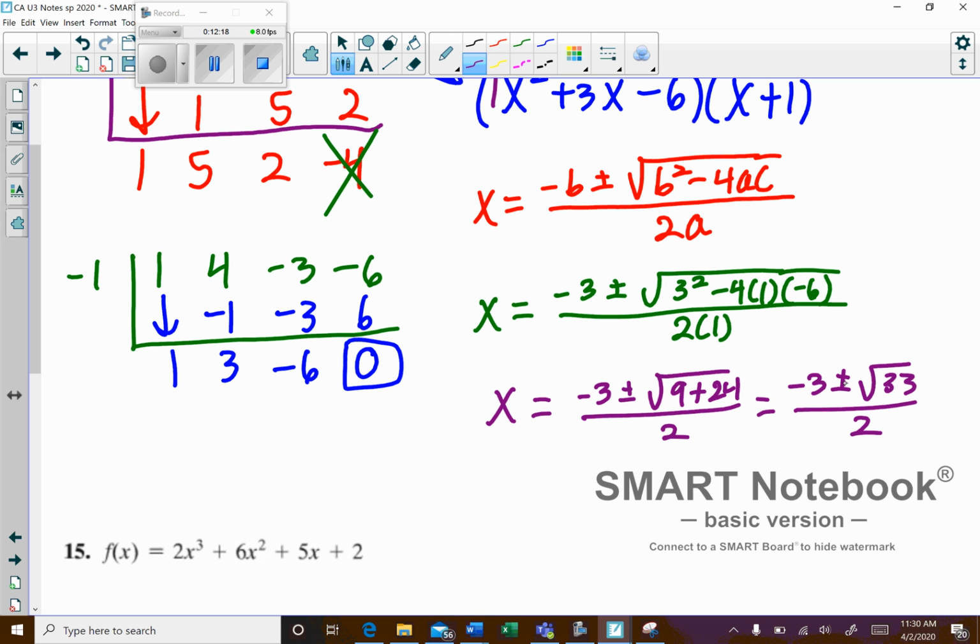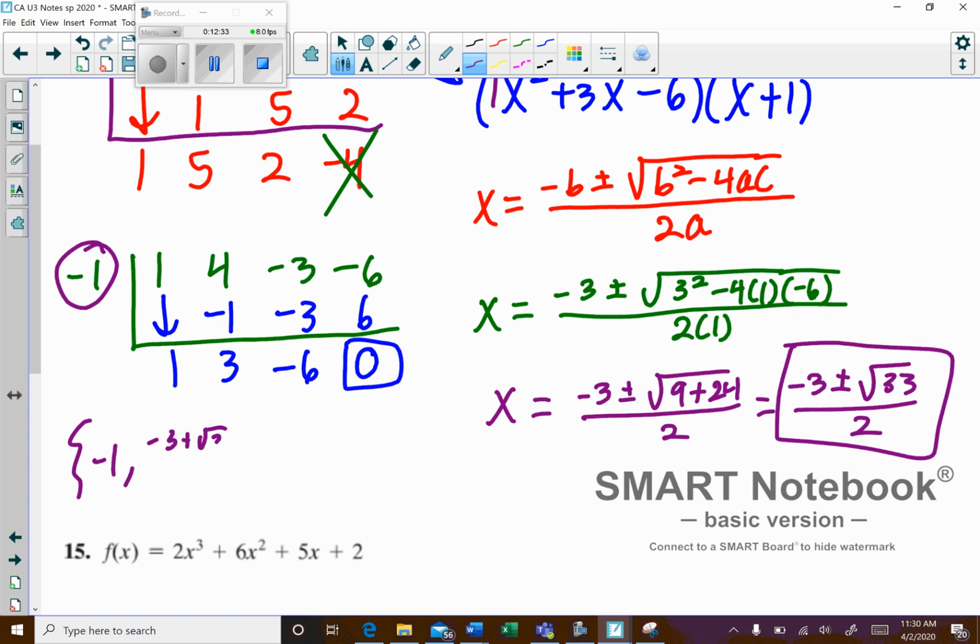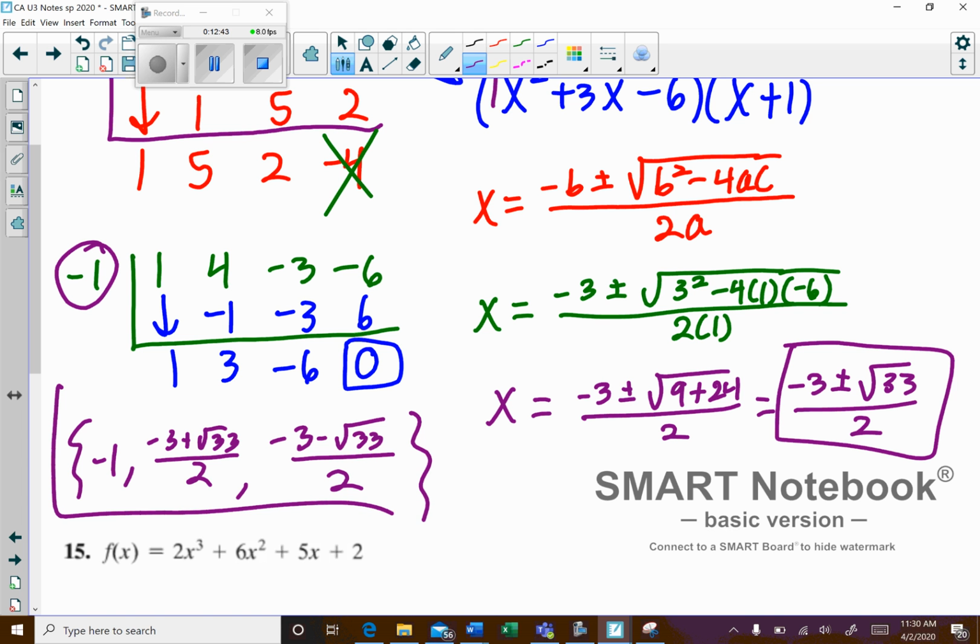Okay, so remember the plus or minus, that's actually two answers. One with plus, one with minus, and then your other answer was negative 1 right here. And so when we list this, we have negative 1 as a solution, we have negative 3 plus the square root of 33 over 2, and then we also have negative 3 minus the square root of 33 all over 2.